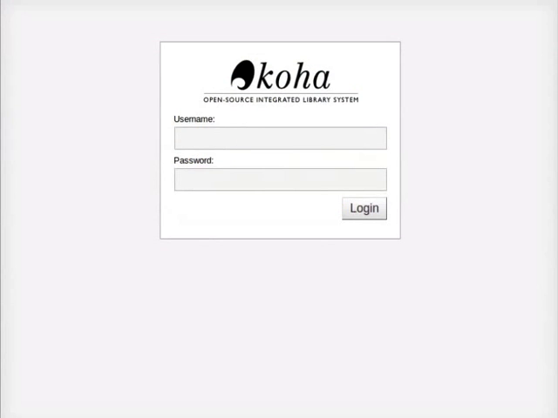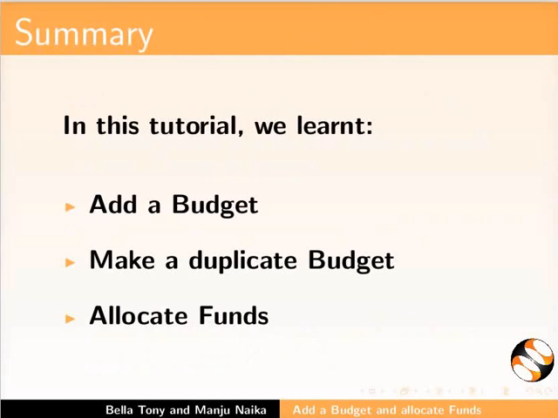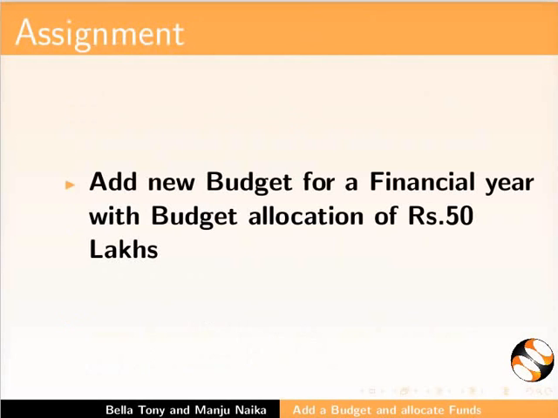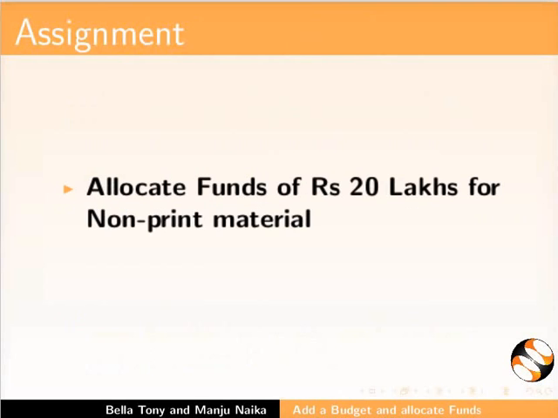Let us summarize. In this tutorial, we learned to add a budget, make a duplicate budget, and allocate funds. Assignment for budget. Add a new budget for financial year with budget allocation of Rs 50 lakhs. Assignment for allocation of funds. Allocate funds of Rs 20 lakhs for non-print material.